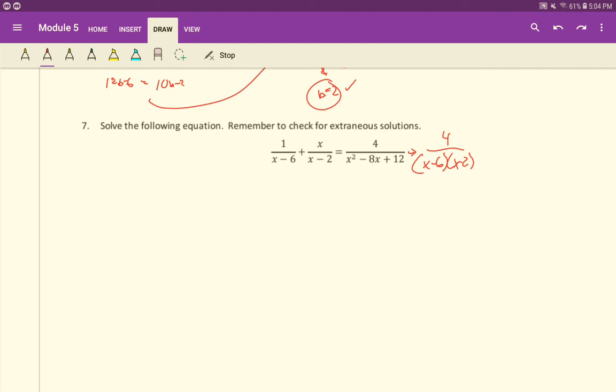Okay, hopefully you gave it a shot, or at least got as far as you could get there. I'm going to rewrite it over here, leaving some space for myself.